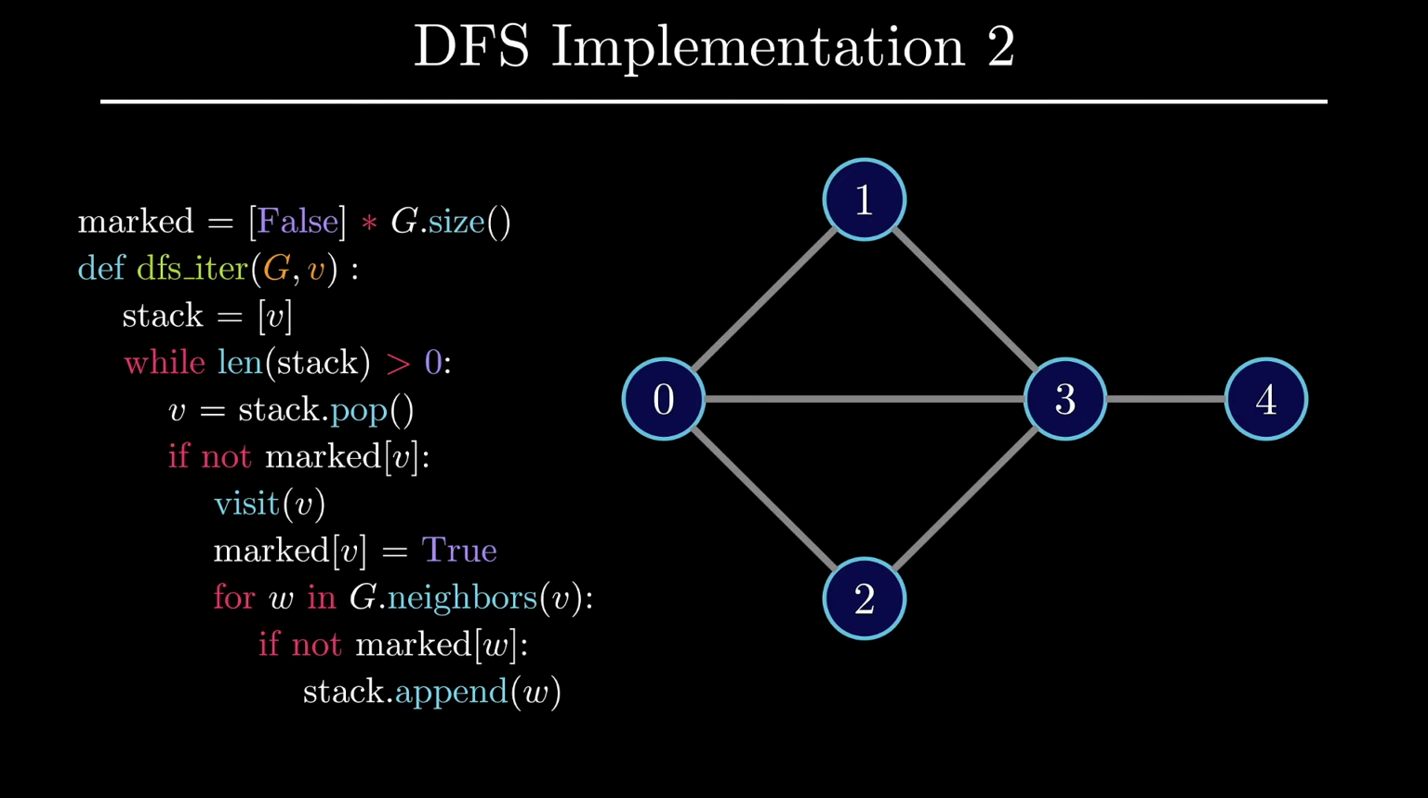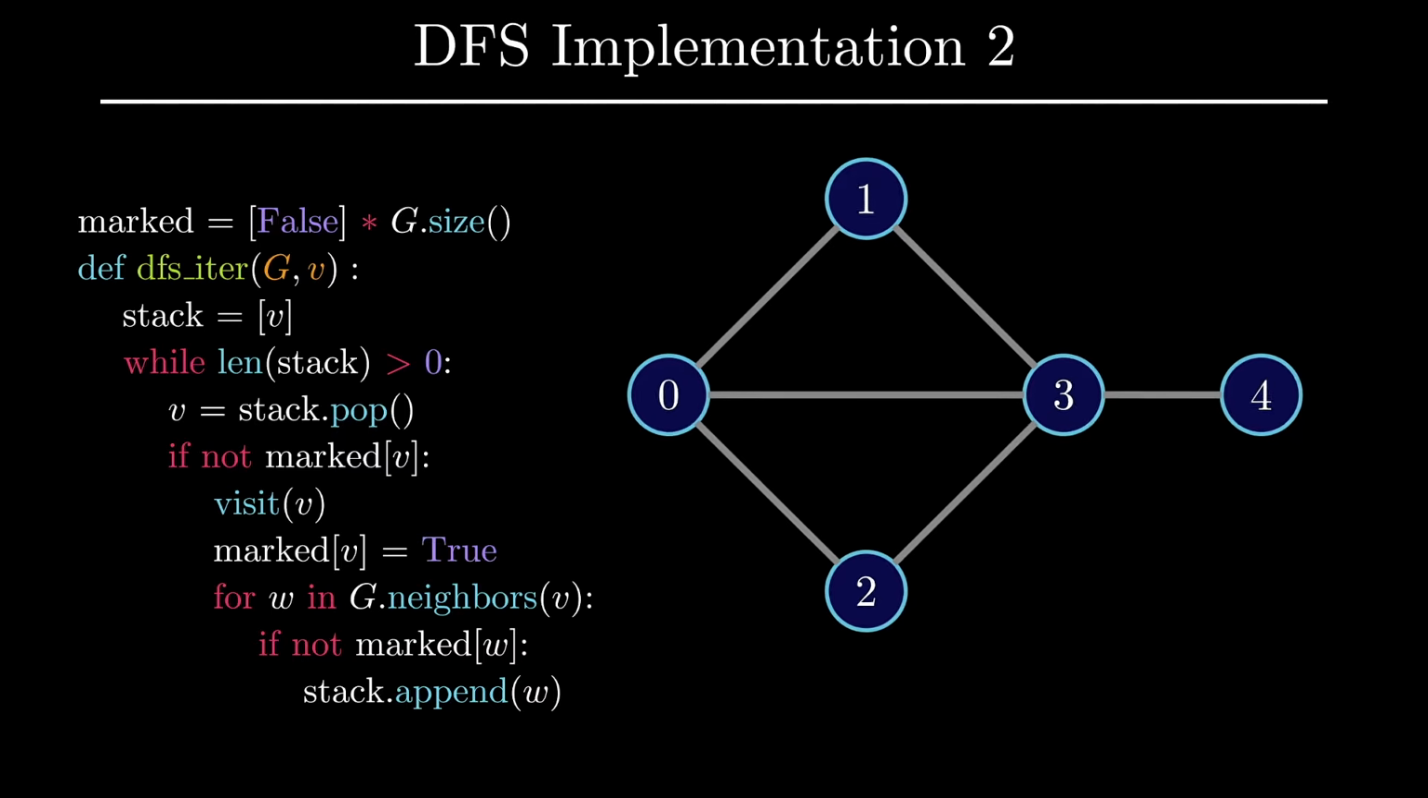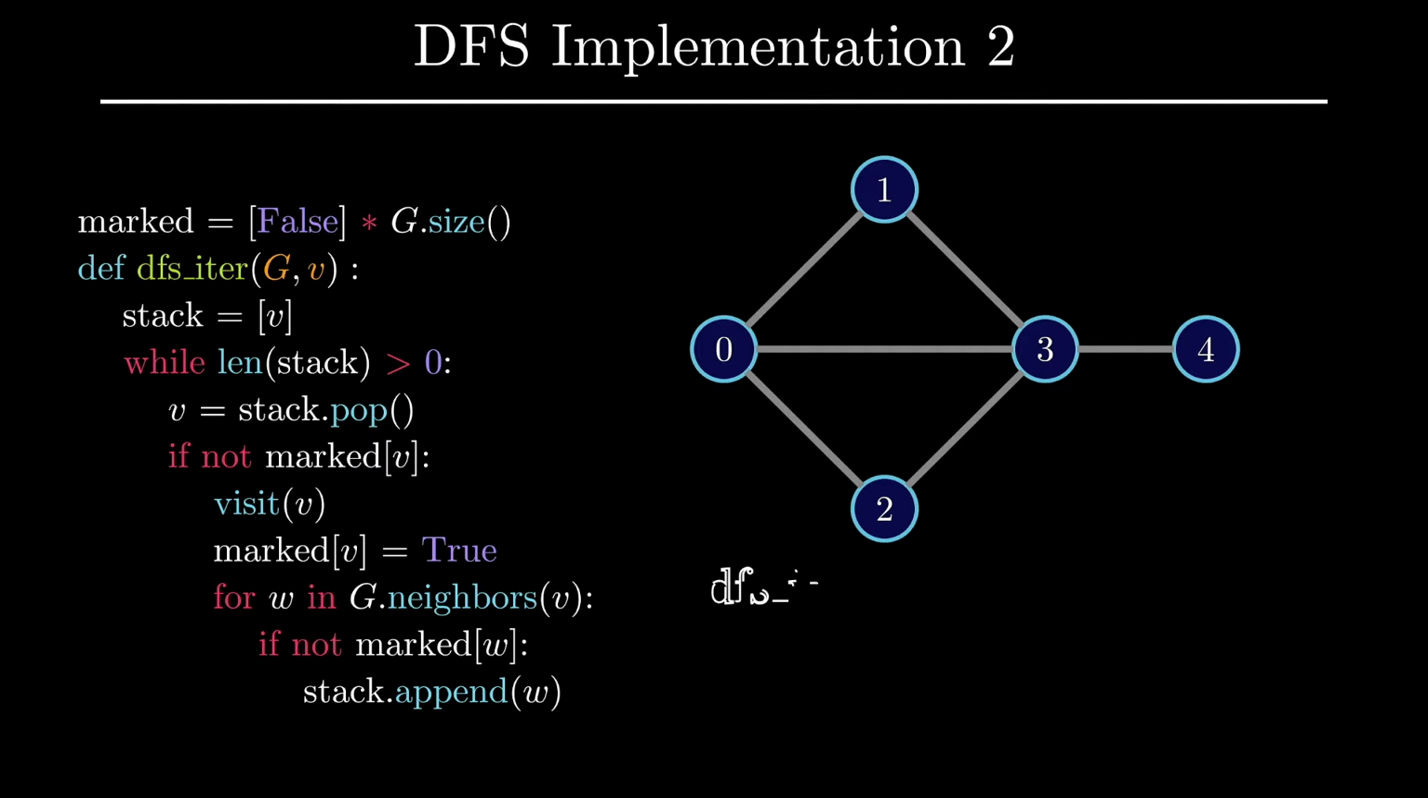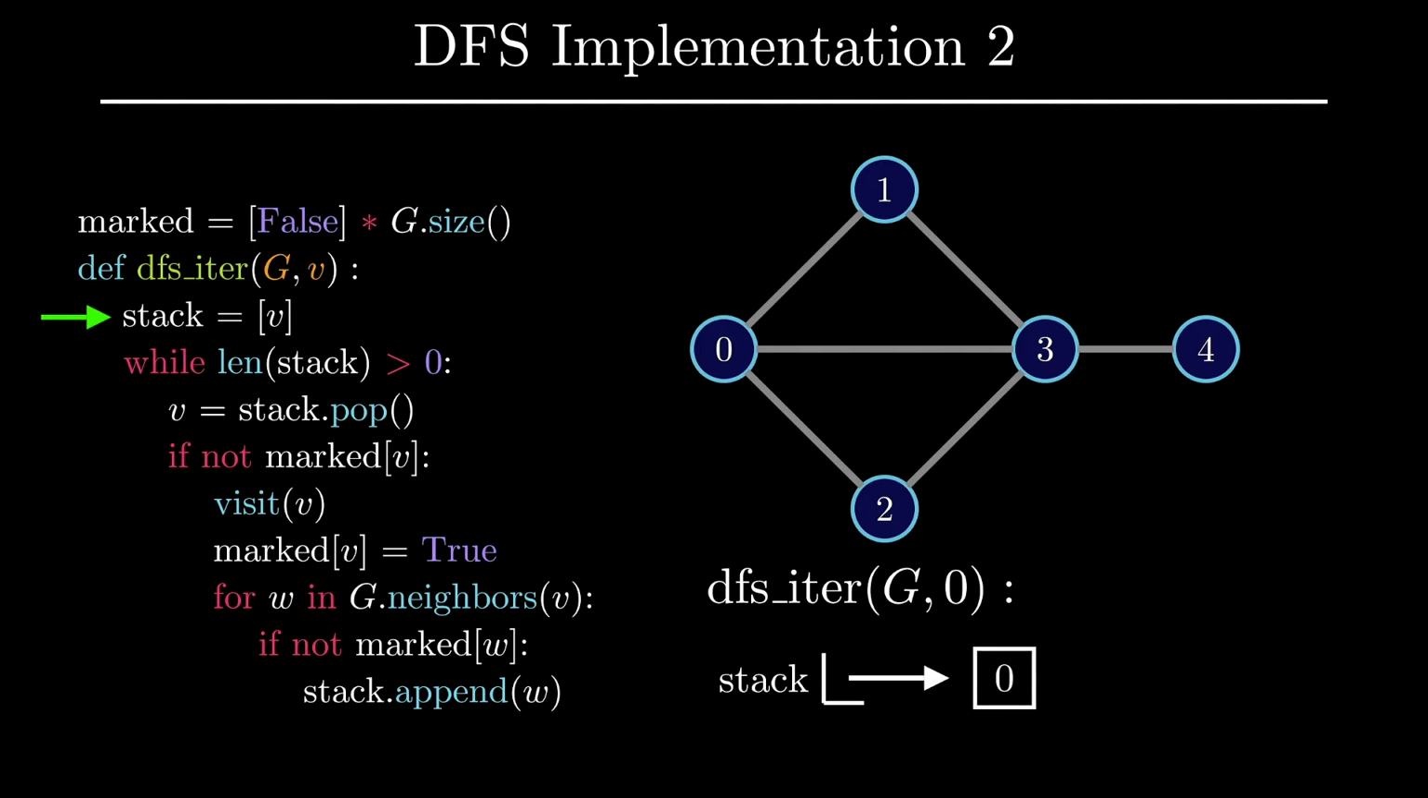The best way to understand this implementation of DFS is by seeing it in action. When we call this function on this graph with starting vertex 0, we start off with a stack that contains just vertex 0. We then remove this vertex from the stack, and this is consequently the first vertex that we visit and mark in the graph. As a result, it's the first vertex of our DFS order.